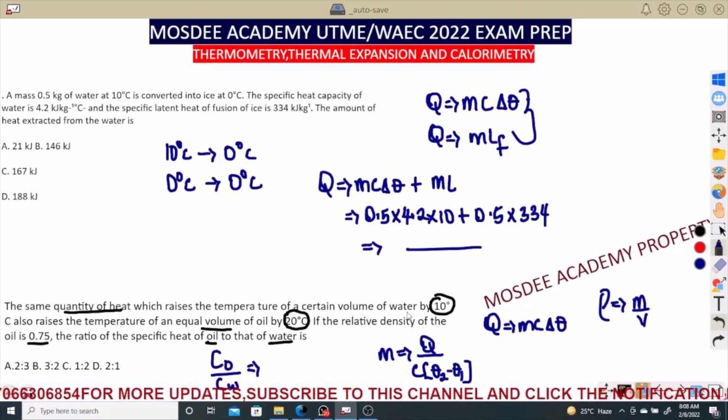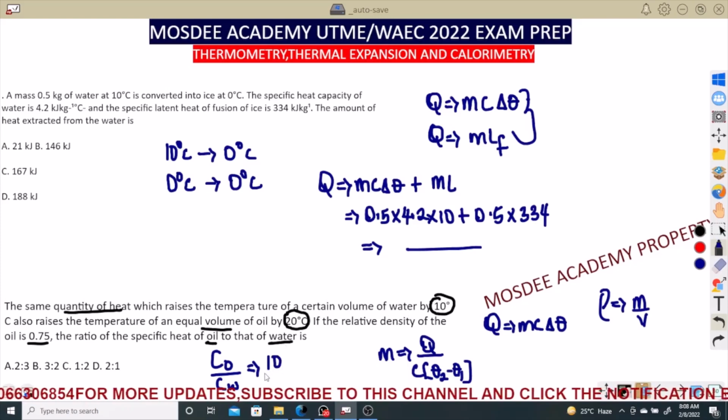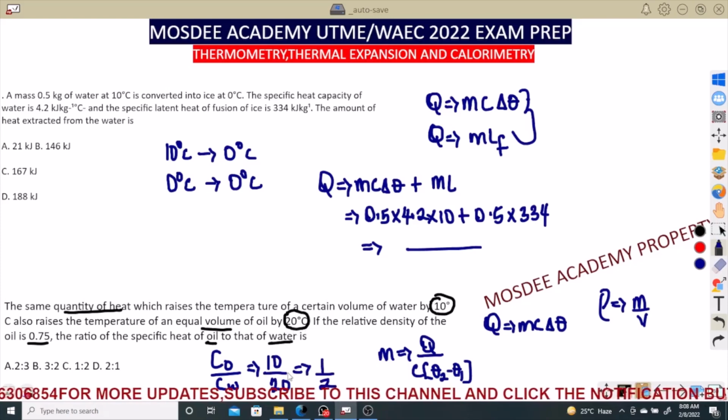My dear student, what is temperature of water? Over, we have to just reverse over temperature of the oil, which is 20. That is 1 over 2. You write it as 1 ratio 2. I hope students understand. And if you don't understand, watch my full concept.